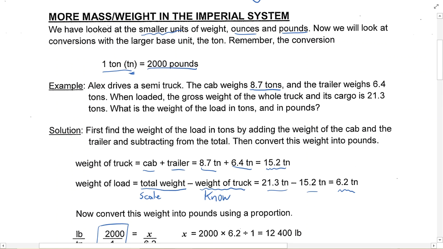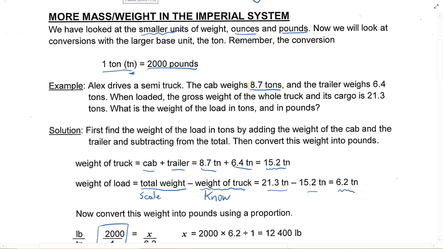An example of a question is: the truck weighs 8.7 tons, the cab part, and the trailer weighs 6.4 tons. When it's loaded, the gross weight of the truck and its cargo is 21.3 tons. The question is, what is the weight of the load in tons and in pounds? The reason we need to know that is because the brakes might fail, so we have to make sure we're doing this correctly. We want to be safe on the roads.